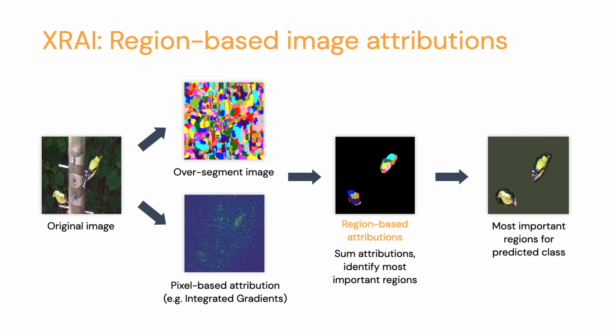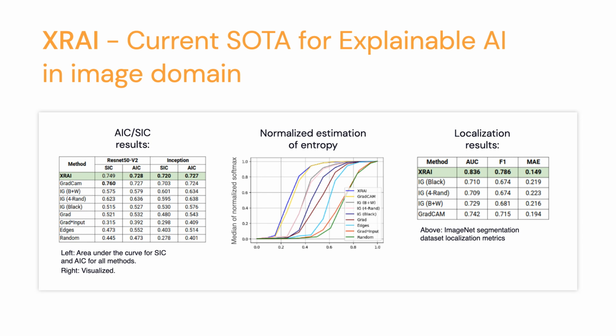XRAI outperforms existing image-based attribution techniques on several standard industry benchmarks with human labeling. The metrics on the right indicate XRAI's superior performance and recall of objects of interest in the dataset, and also the precision as well with localized human-labeled regions. It also has the added benefit over integrated gradients of returning regions from the original image, which tend to be more human interpretable than individual pixels alone.